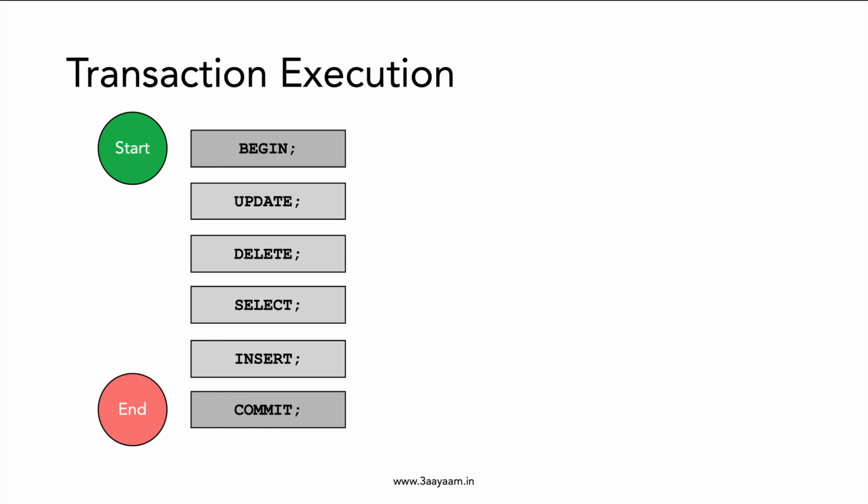So either you commit, meaning that you want to apply all the changes to the database and make it durable, or you roll back, meaning that you want to undo all the modifications that you have done using these statements: update, delete, insert, and select. So this is how a transaction is implemented in Redshift.